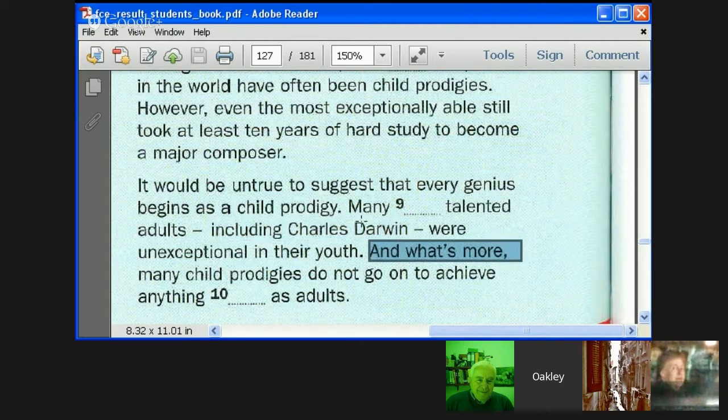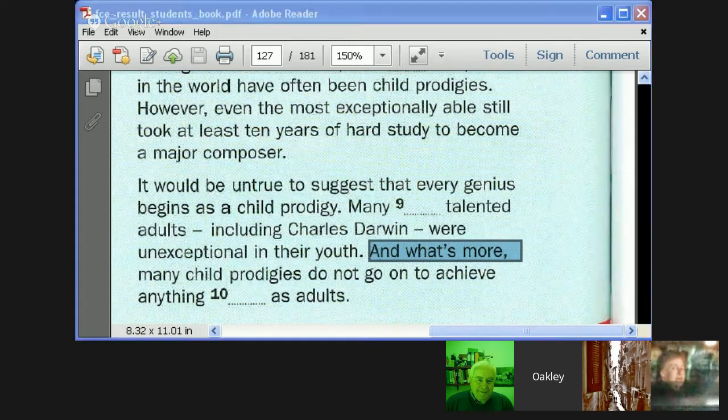Okay. Ken, finish us off. Finish us up. Okay. Don't kill us. And what's more, many child prodigies do not go on to achieve anything blank as adults. The word is significance. Oh, there it is. Anything significant. Yes. The noun form. That is correct.